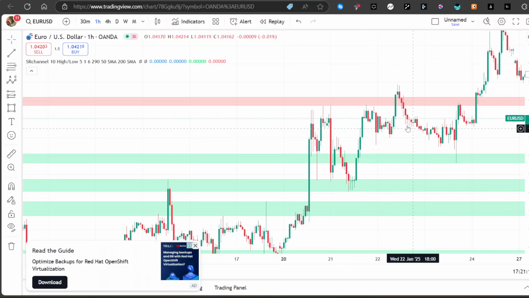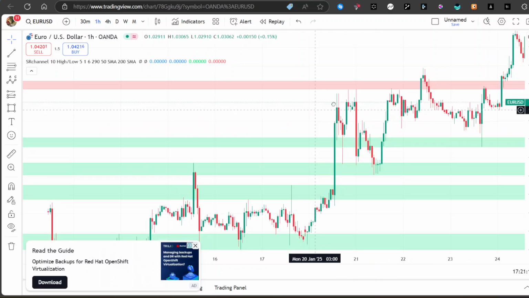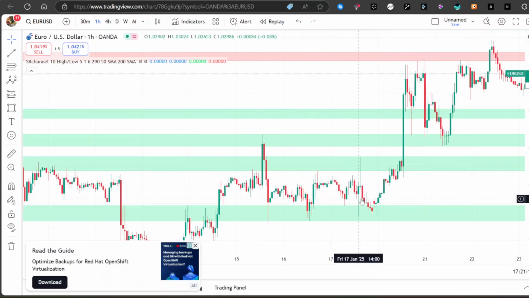Now, as for consolidation zones, if you see the price moving sideways, like what we can see happening around here, within two parallel support or resistance zones, that's a consolidation zone. These zones are great for identifying range bound markets and can give you an idea of when to enter trades within that range.